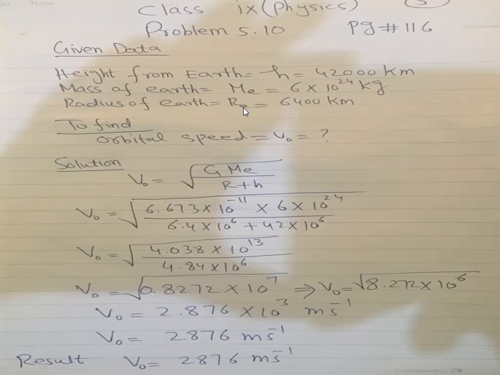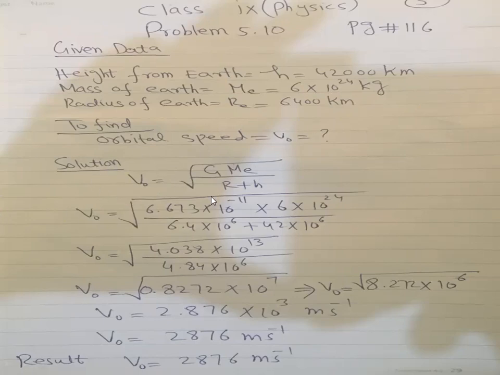And the radius of the Earth is denoted with capital RE. RE stands for radius of Earth, which is also a fixed value, 6,400 kilometers. What I'm going to do, I'm using this V naught. You are amazed how this formula is different from the last one we did. In the last numerical, we found the orbital speed, and in this numerical, we also need to find the orbital speed. But here the formula is changed.